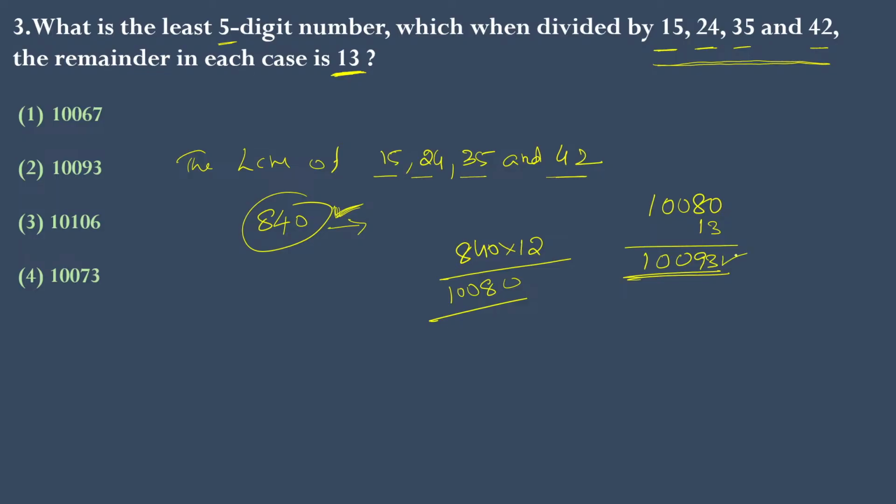Here we get 10093. If you see, this number is nearer to all the options in the question. If you multiply 840 into 11, we get somewhat less than 10,000, so the remainder is not equal to 13. Right, so option 2 is correct. Option 2 is correct. Okay, next.